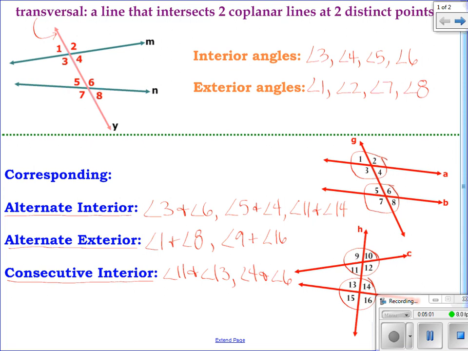All right, the last one, corresponding, doesn't tell us where to look. So I'm going to give you one example. We're going to see if we can figure out what the rule of thumb is for this one. We'll do angle 8 and angle 4. Look at where those are located.